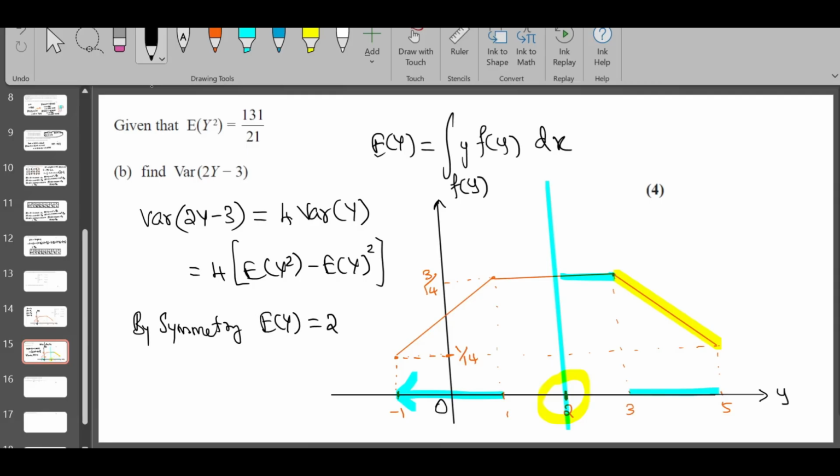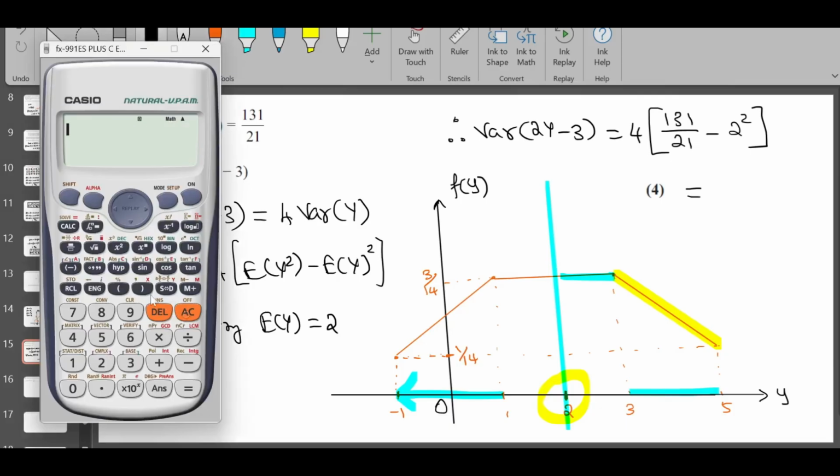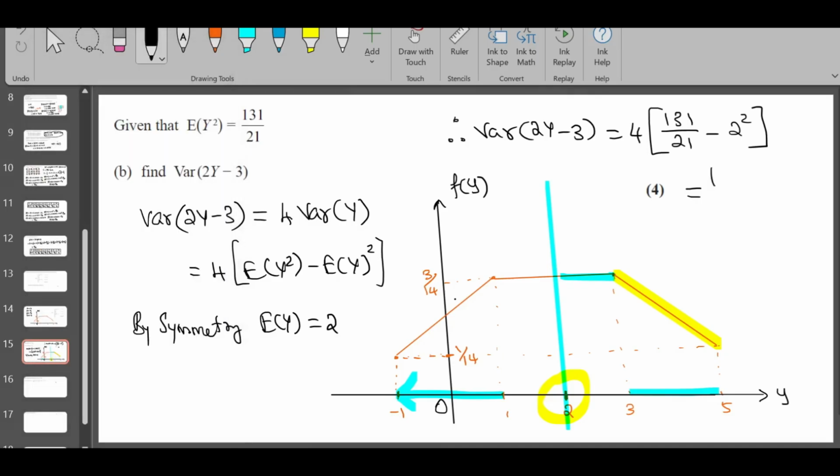And then sub in here, therefore variance of 2y minus 3 is 4 times e of y square minus e of y whole square. Just calculate this. So 4 times 131 over 21 minus e of y whole square. 188 over 21. So whenever you get a PDF function, always look for symmetry. Using that symmetry, you can find e of y.